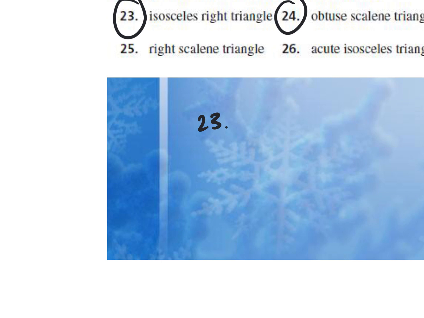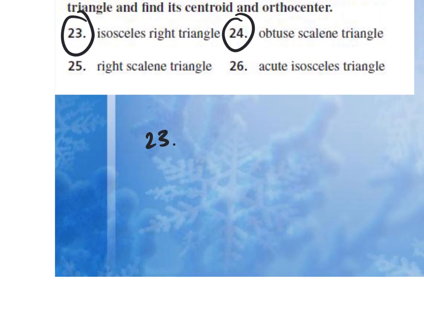We need to draw an isosceles right triangle. What are the properties of an isosceles right triangle? What does it need to have? Yep. 2 congruent sides. So go ahead and draw 2 congruent sides. Sides that are the same length. What else does it need to have? An isosceles right triangle. Yep. A right angle. So put a right angle there and draw your last side.